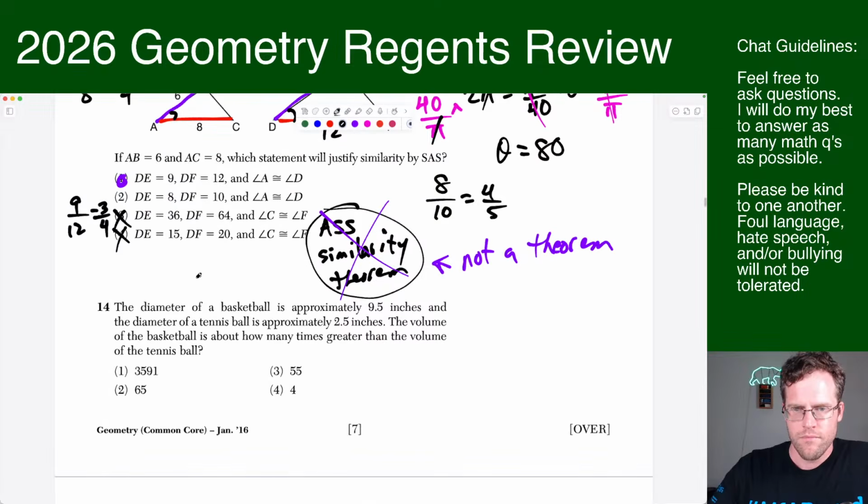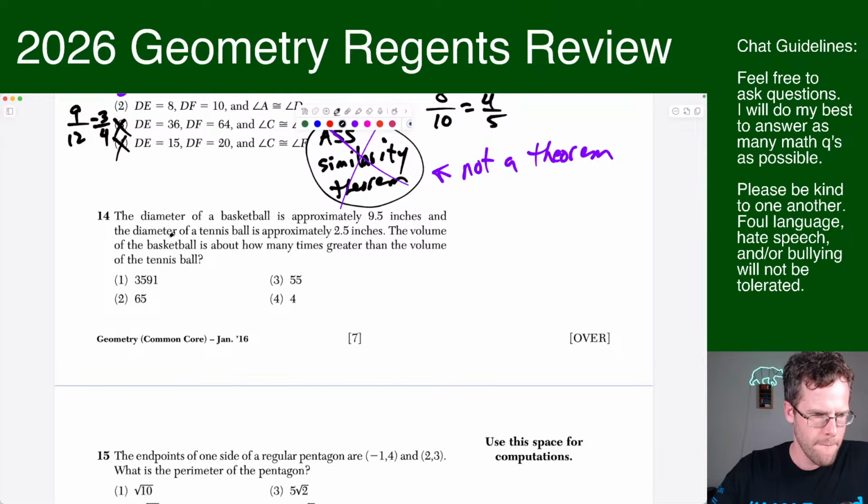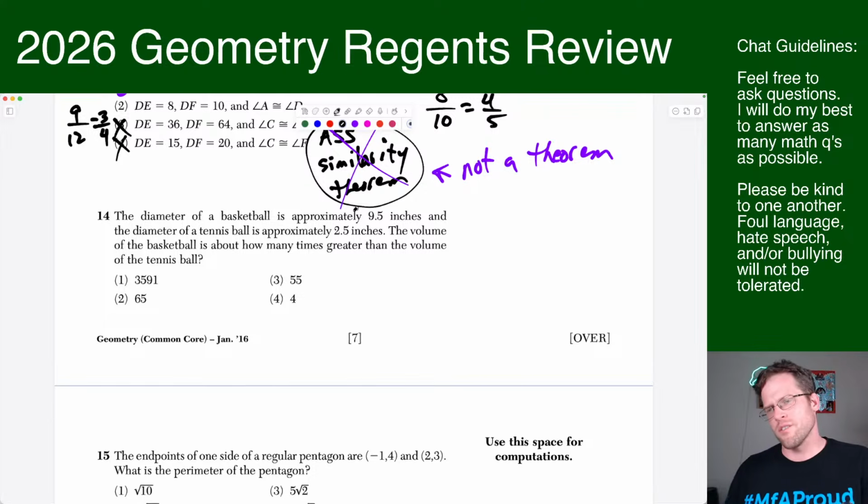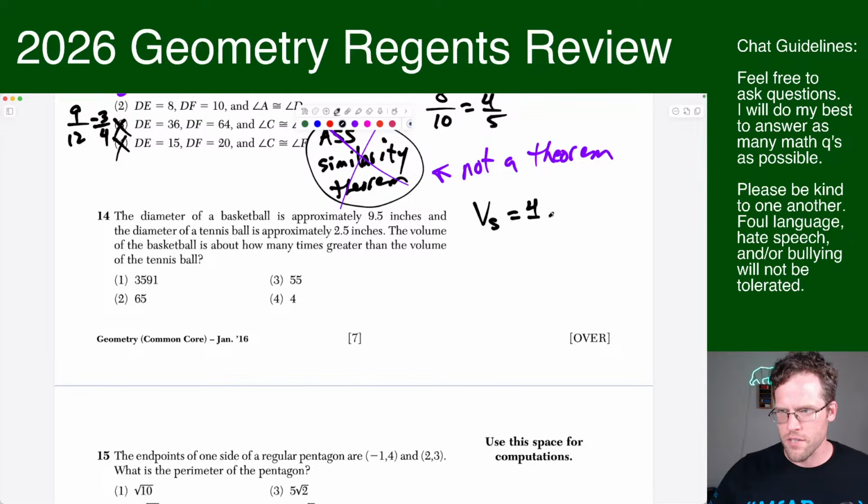Okay? So yeah. All right. So moving on, let's see. The diameter of a basketball is approximately 9.5 inches. And the diameter of the tennis ball is given too. All right, so this one, find the volume of both. Volume of a sphere is on our reference sheet. It's 4/3 pi r cubed. But they gave us the diameter. So the diameter of the basketball is this, and the diameter of the tennis ball is this.